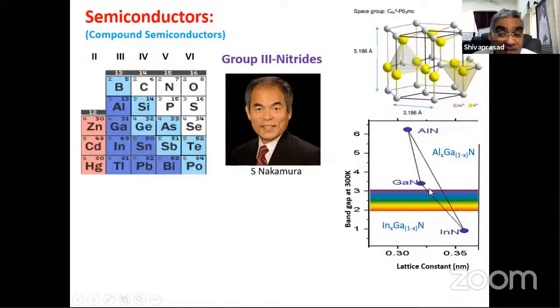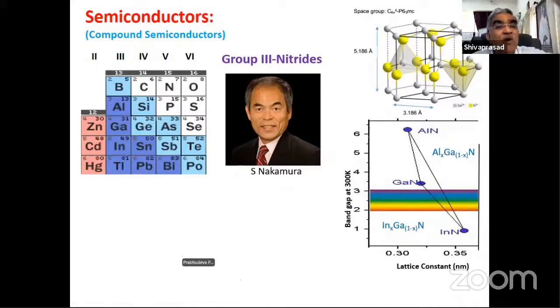Now, not only that, like with gallium nitride and indium nitride, there's another brother, III-V, called aluminium nitride. Aluminium nitride has a band gap of 6 electron volts. So now I can go, gallium nitride is already in the ultraviolet.